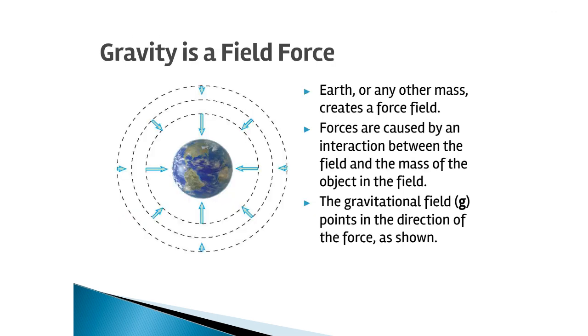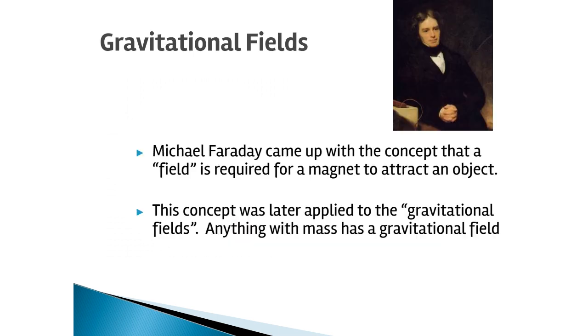So gravity is a field force, and the Earth or anything with a very, very large mass will create a gravitational field around it. The forces are caused by an interaction between the field and the mass of the object in the field. The gravitational field g points in the direction of the force as shown. So the gravitational force Fg is directed towards the center of the object, in this case Earth.